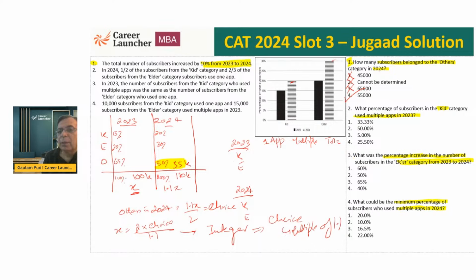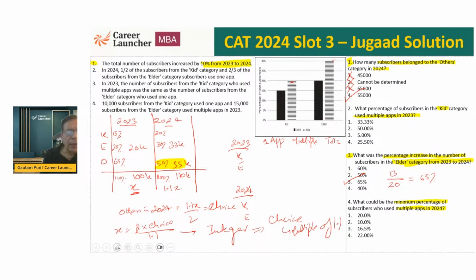Percentage increase in number of subscribers in the elder category from 23 to 24. What will be the elder category in 24? 30% of 110K will be 33K. And elders in 23 is 20% of 100,000, which is 20K. So what is the increase? The increase is 13,000 on a base of 20,000, which is equal to 65%. Correct answer, choice 3. So 2 questions solved.